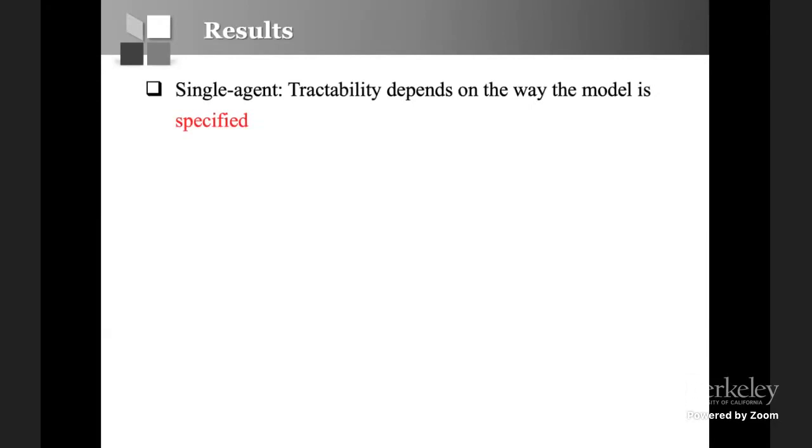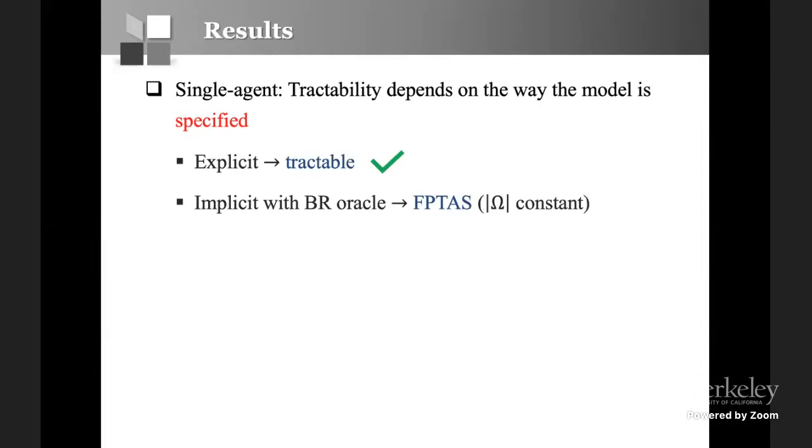In the single agent setting, we argue that the tractability of the problem depends heavily on the way that the input is specified. We focus on three different input models. When everything is given explicitly, we prove that the problem can be captured by a polynomial size linear program. We then show that in the case where the input is provided implicitly, but we have access to a best response oracle, which takes a distribution over the states and returns the best action with respect to the distribution, we can get an additive FPTAS as long as the number of states is constant.